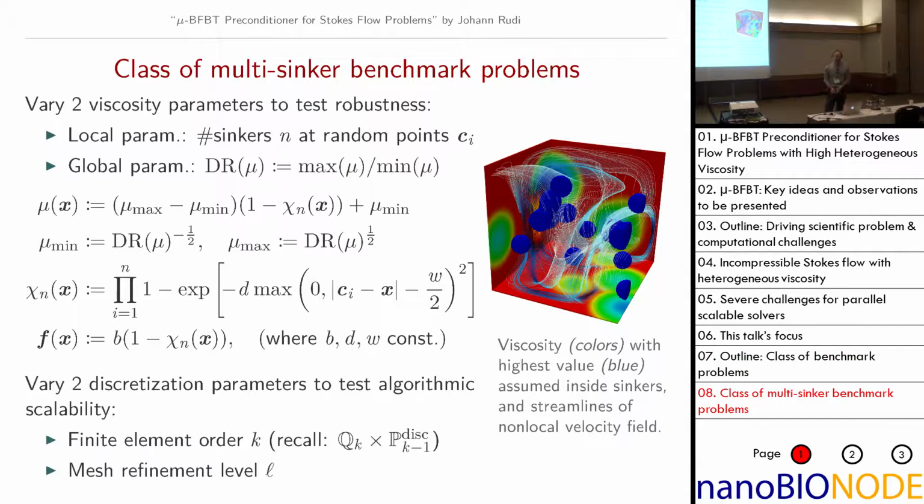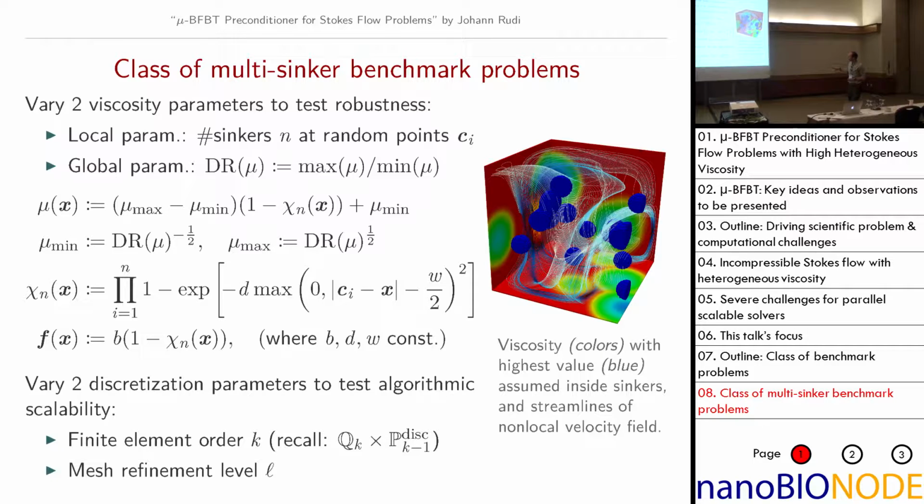Now, what's the benchmark problem that we want to test our preconditioners with? It will be a cube domain. It has a low viscosity medium, and inside this medium, I will include so-called sinkers, the high viscosity in blue, and I will vary the number of sinkers, and in addition, they will be placed at random points. And this makes for a more complicated flow, and it makes it more difficult to solve.